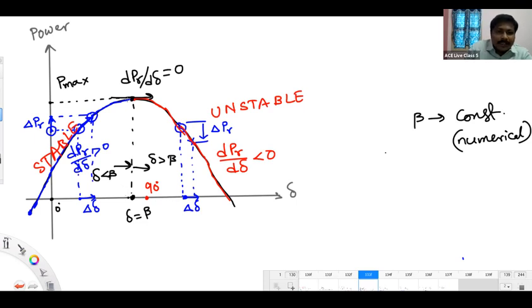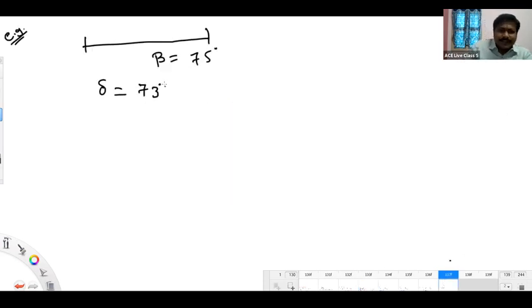Then how is the power flow in the line? Very close to P maximum. Then definitely the system may lose stability if there is an increment in the power demand. If there is an increment in the power demand, definitely the system is going to lose synchronism. So 73 degrees may not be suggestible, because if there is a small increment in the power demand, the system will definitely lose its synchronism.